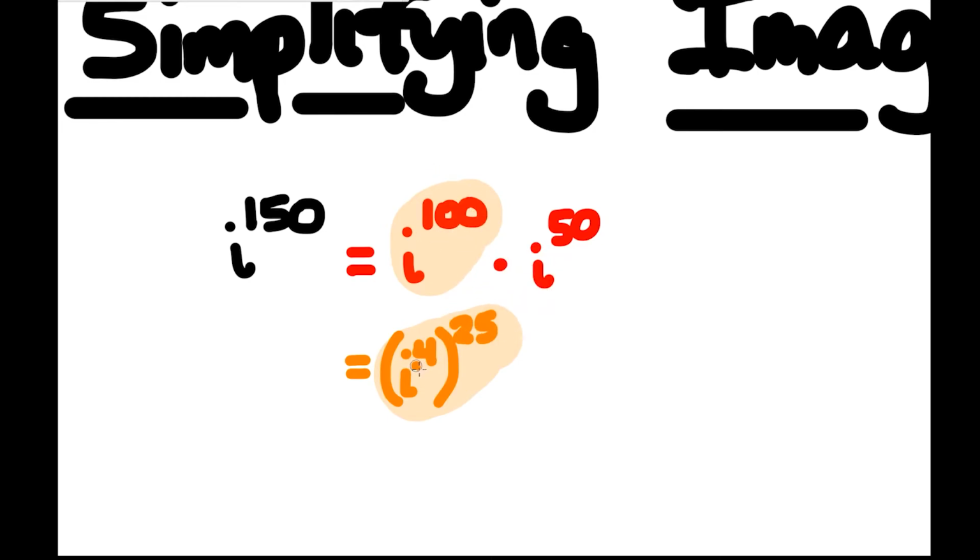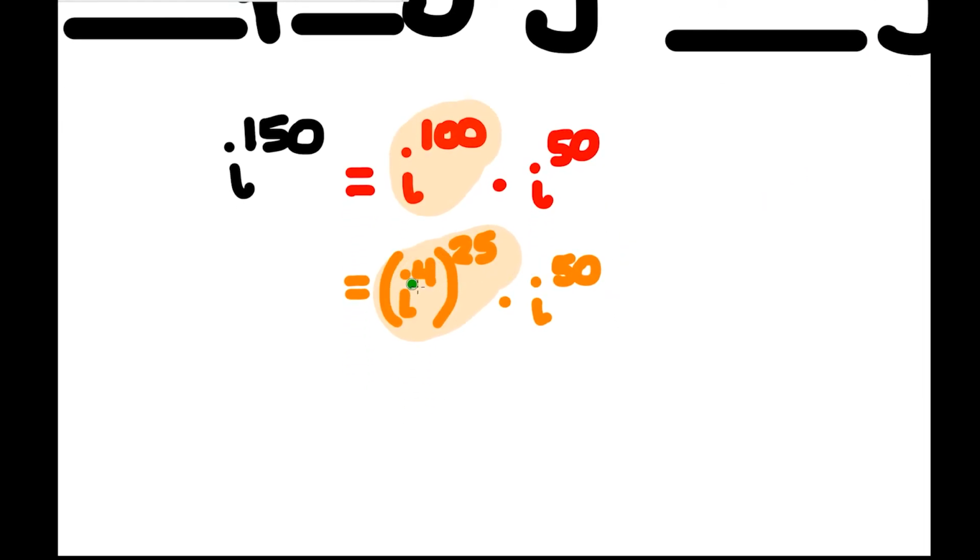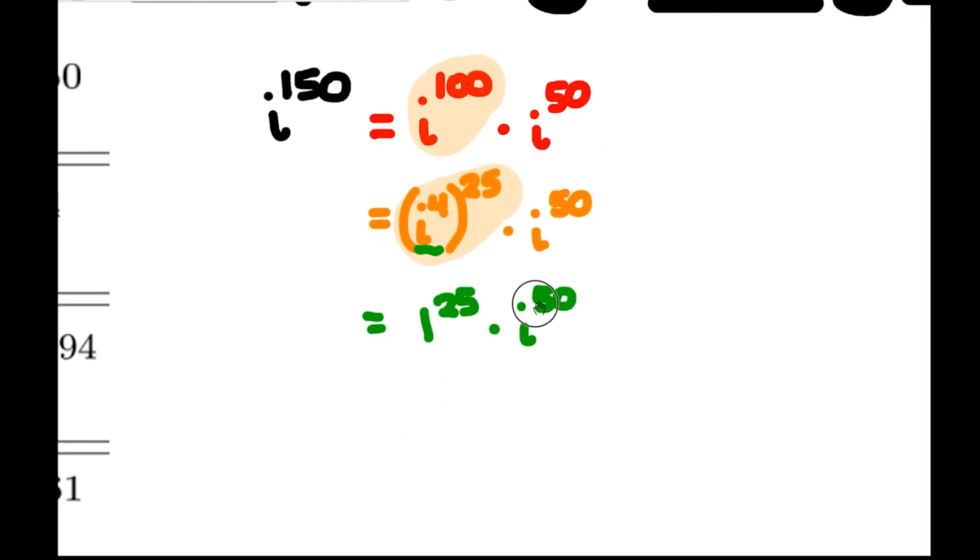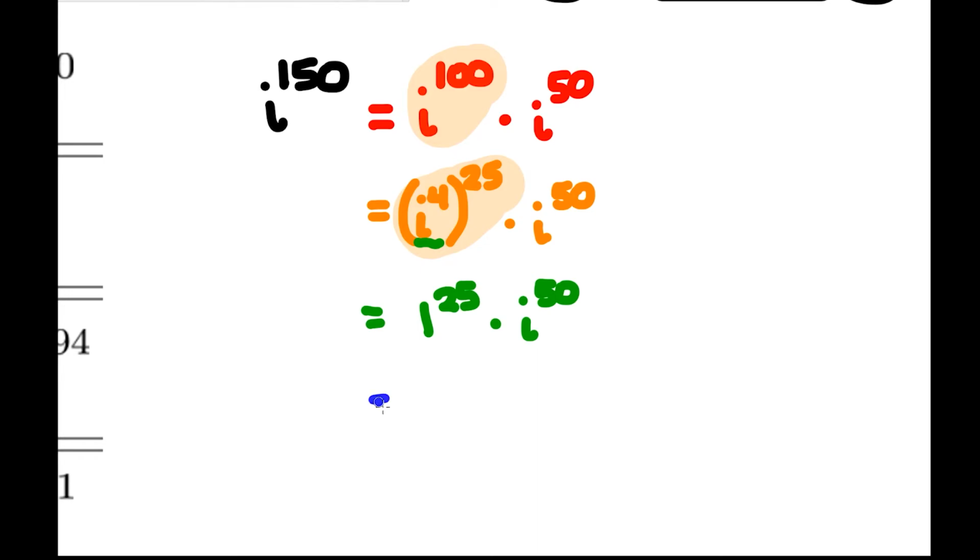In this case, I broke it down. Now the i to the 50, 50 is not divisible by 4, so I'm just going to rewrite the 50 there for now. I'm going to do one thing at a time here. Well, this i to the 4th is equal to 1. So this part right in here is equal to 1. So technically you have 1 to the 25th times i to the 50. Now this 1 to the 25th is just equal to 1. 1 times itself 25 times is still equal to 1. So now you end up with just i to the 50.